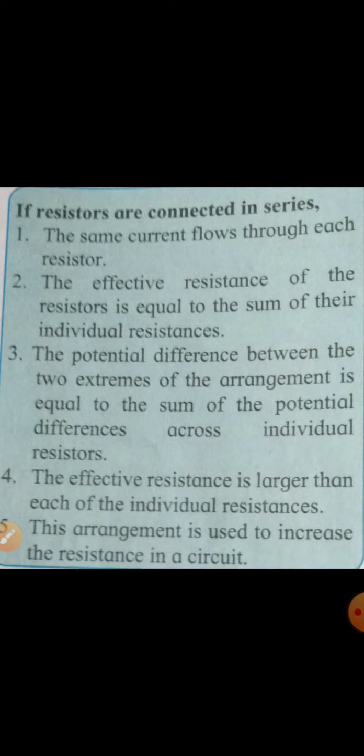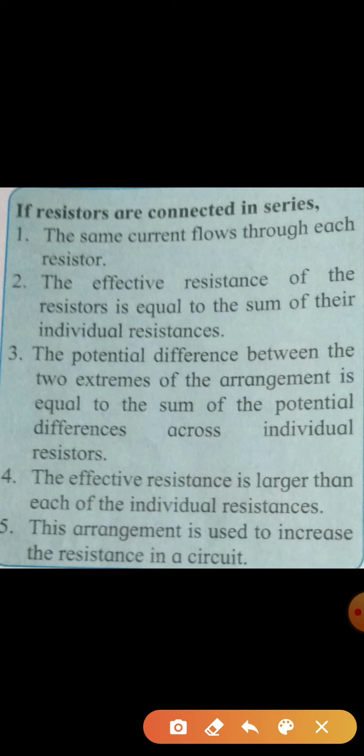Now we'll see what conclusions follow. One, if resistors are connected in series, the same current flows through each resistor. Two, the effective resistance is equal to the sum of the individual resistances, so total resistance is the addition of all resistances. Three, the potential difference between the two extremes of the arrangement is equal to the sum of the potential differences, so V is equal to V1 plus V2 plus V3.